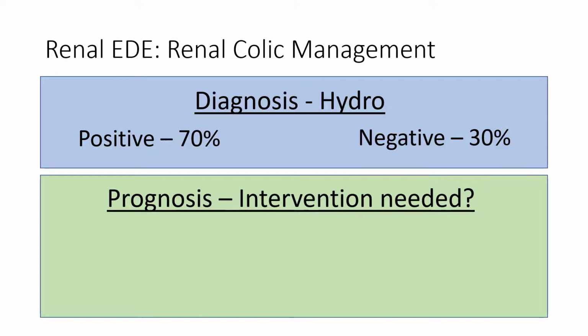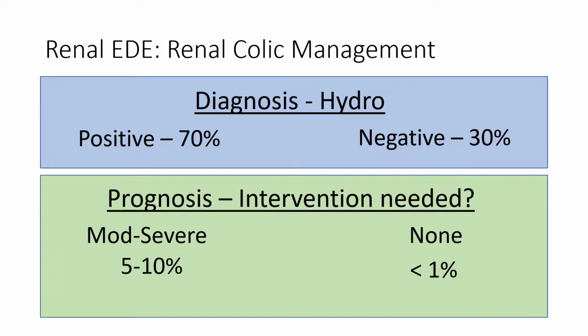But the renal EDE result can be added to your usual list of red flags, including fever, elevated creatinine, persistent pain, etc., to help further guide management. No hydro means a less than 1% chance of intervention. Moderate to severe hydro means at least 5 to 10% chance of intervention. In terms of mild hydro, the risk of intervention is controversial.